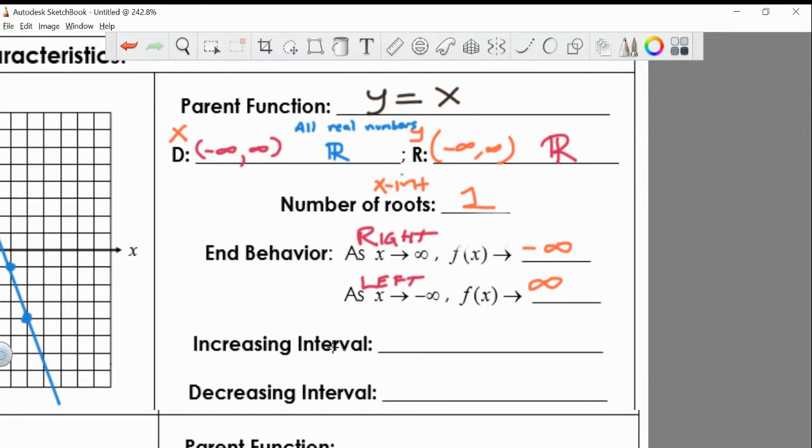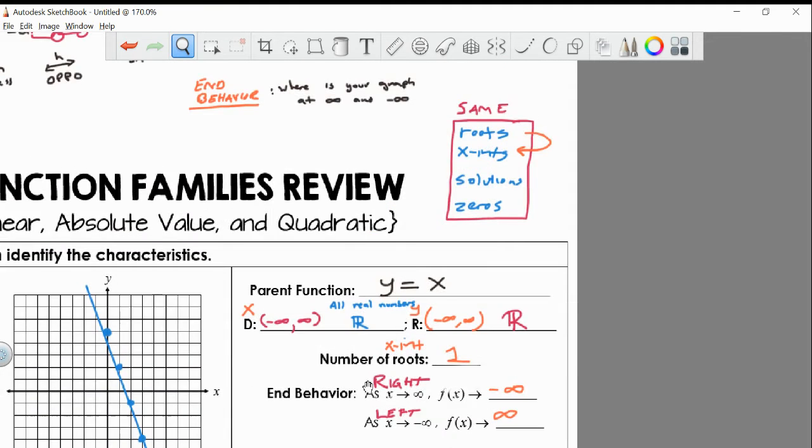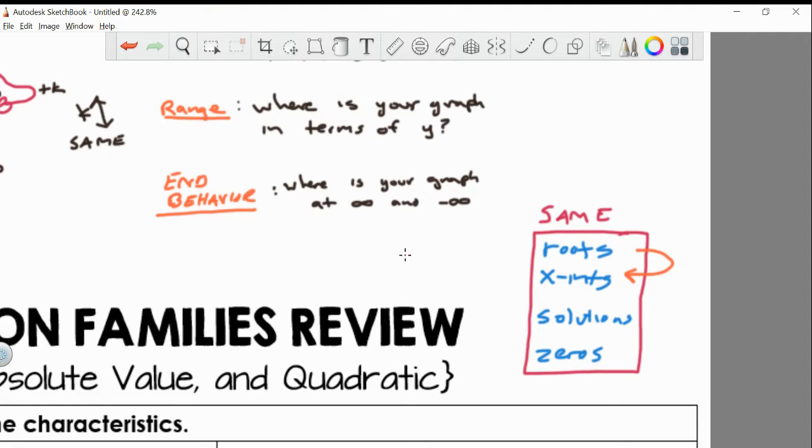And lastly, let's talk about increasing intervals or decreasing intervals, okay? So this is a question where you're talking about, is your graph, let's see here. I guess I need to go back up here and define it. Increasing, decreasing.